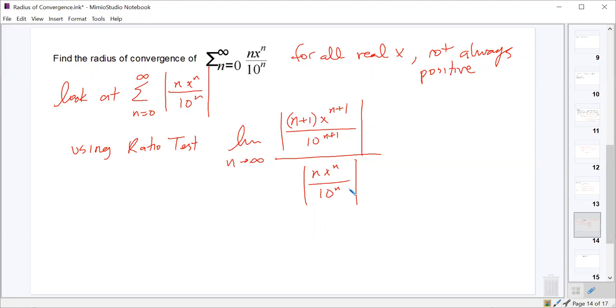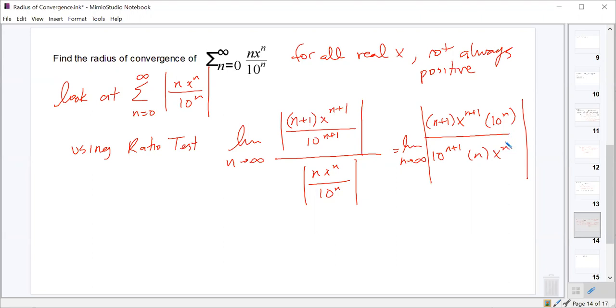So that's our setup. And what does that then look like? We'll have to flip the one in the denominator. So this becomes a limit as n approaches infinity of n plus 1 times x to the n plus 1 times 10 to the n, all over, I'm going to put this inside my absolute values, all over 10 to the n plus 1 times n times x to the n. Everybody good with that?